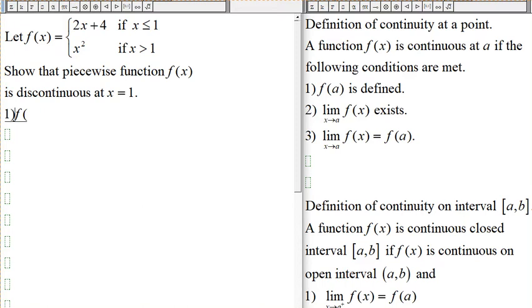So f of 1, so this is x equal to 1. And so we have to decide, do we use the first piece or do we use the second piece? And so we looked in here and in here. So this is x equal to 1, x equal to 1 is in here. And so we would use this one.